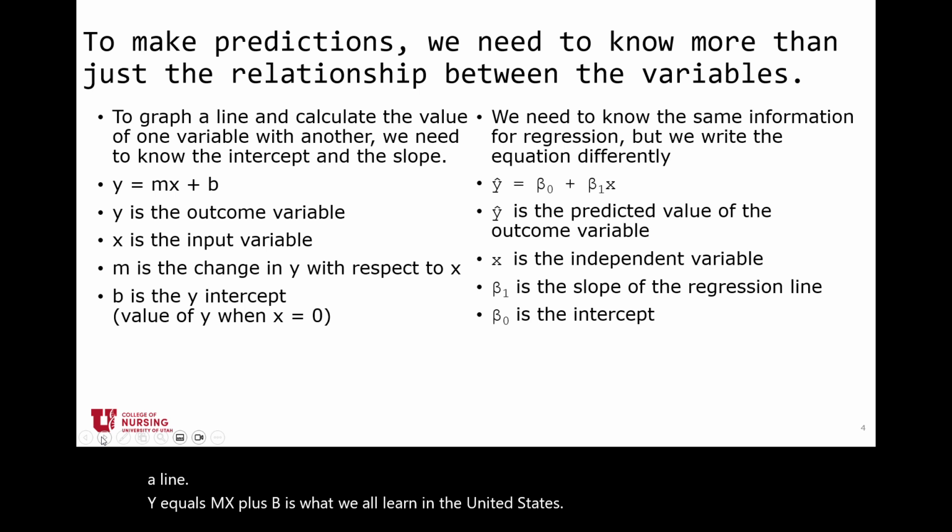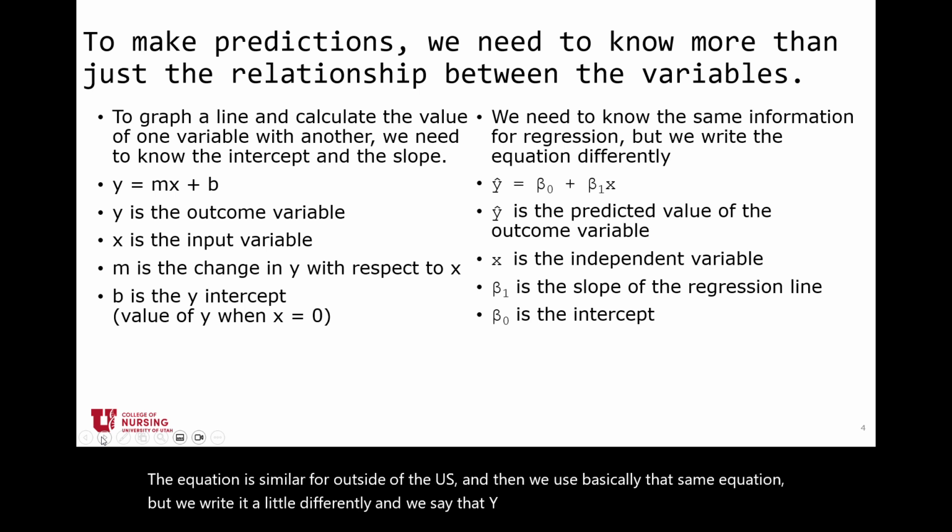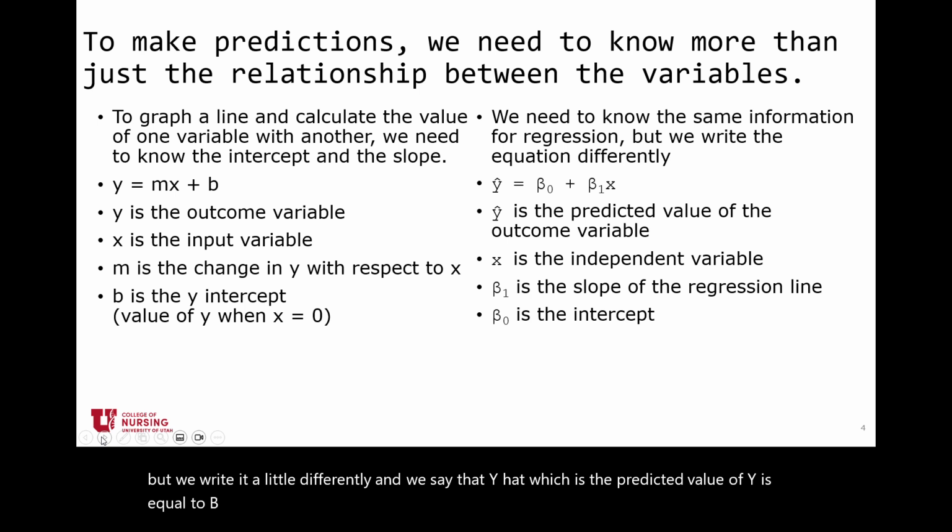The equation is similar outside of the US. And then we use basically that same equation, but we write it a little differently. And we say that y hat, which is the predicted value of y, is equal to b naught or b0, which is the intercept, plus b1x, where b1 is the slope.